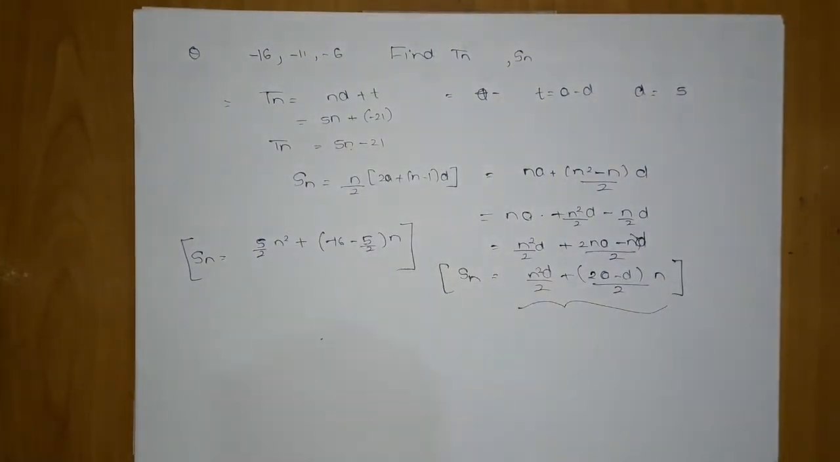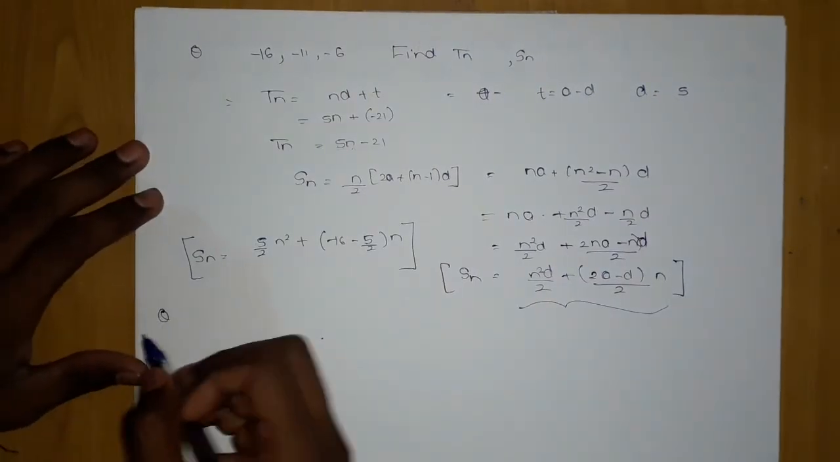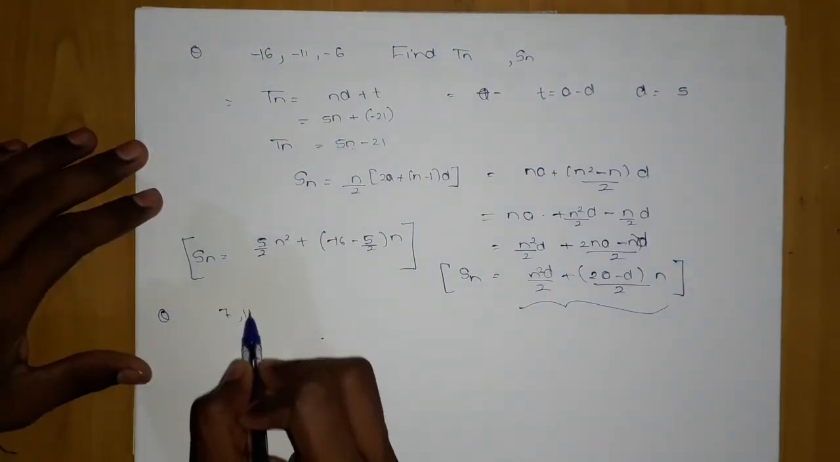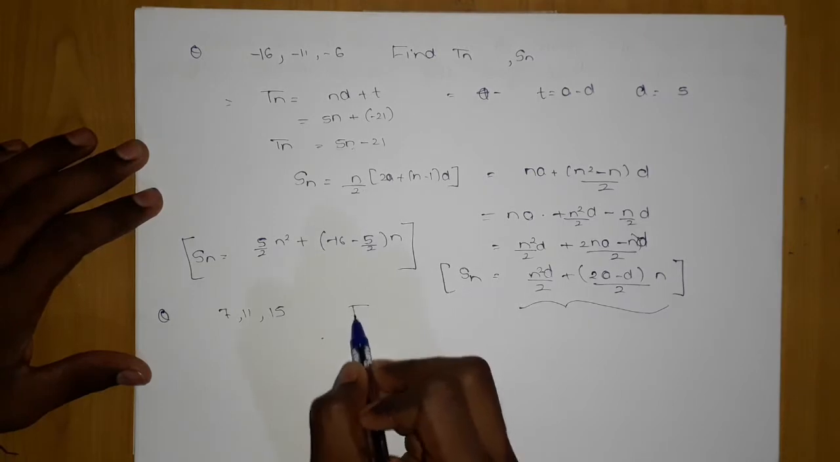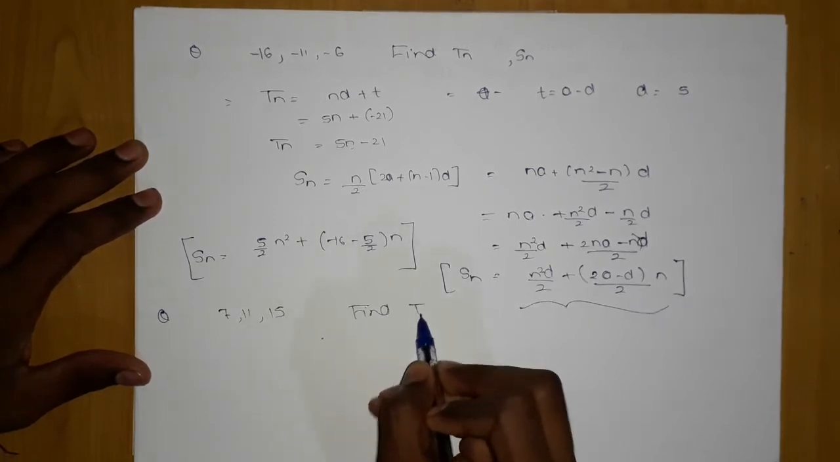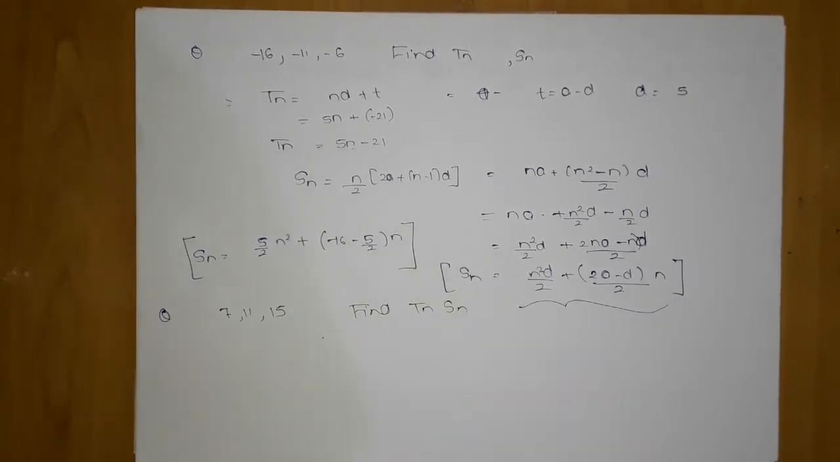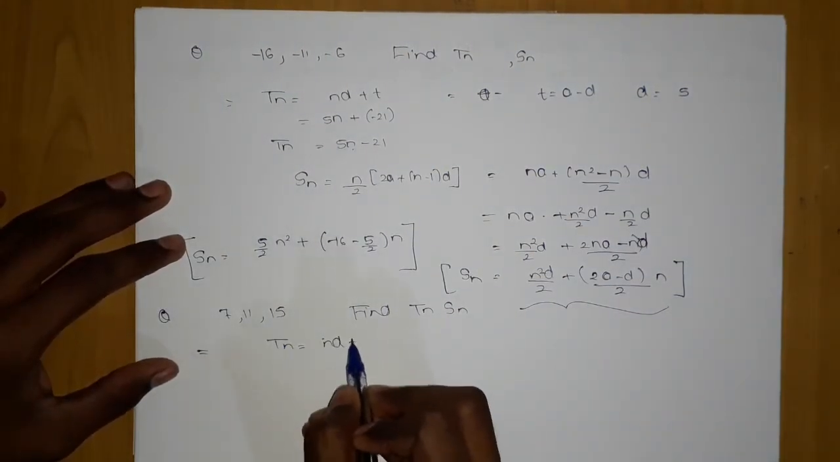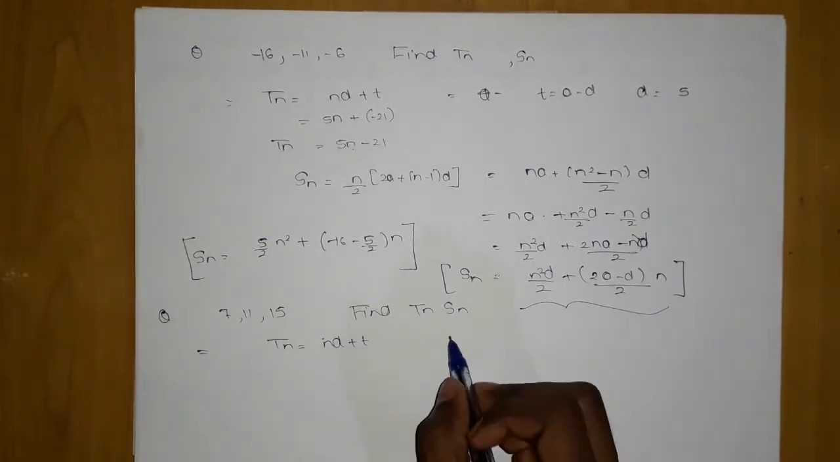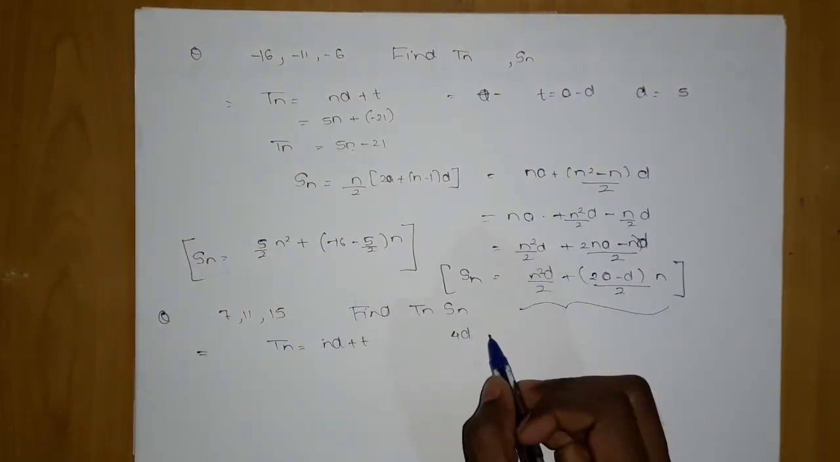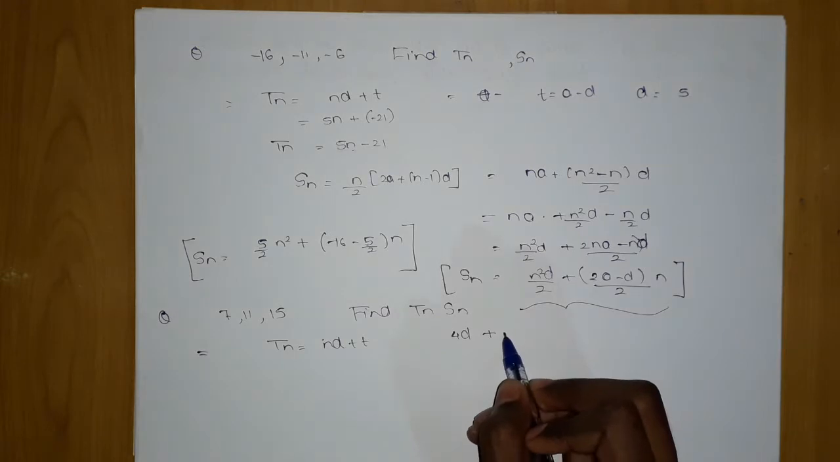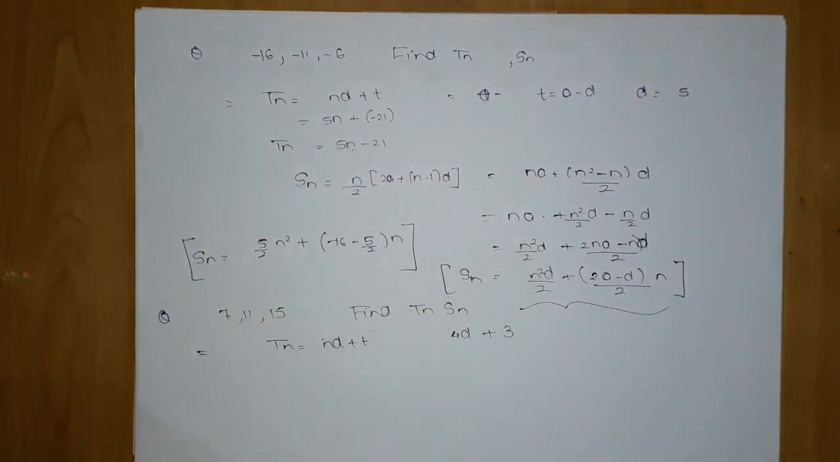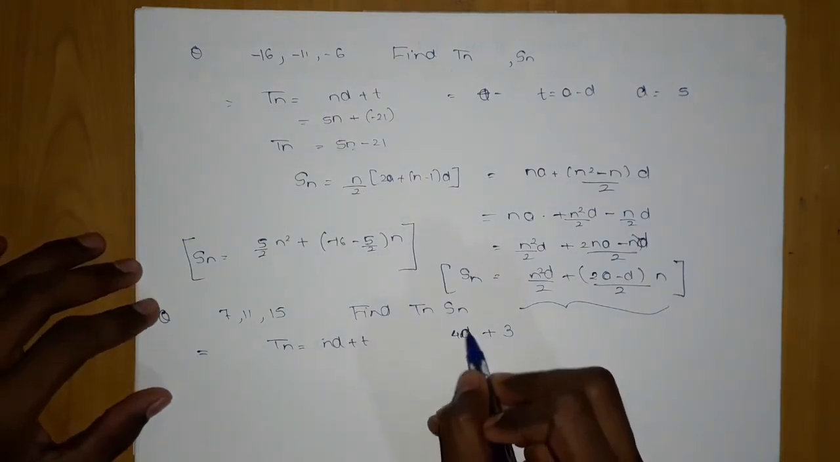Now let's practice one more question, which is 7, 11, 15. Here also you have to find Tn and Sn. Tn, how will we find it? It is nothing but nd plus t. We have 4n plus 7 minus 4, that is 3. So Tn is 4n plus 3. Sorry, it is n.